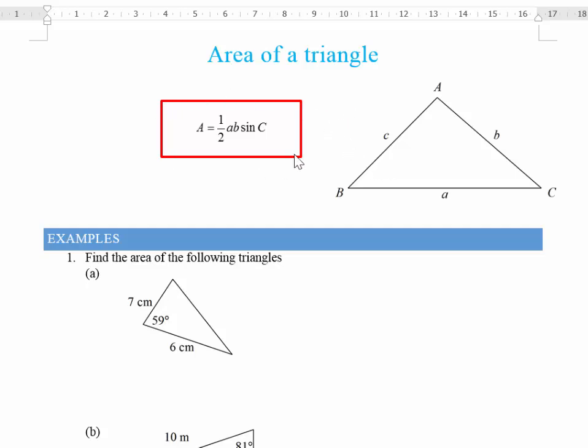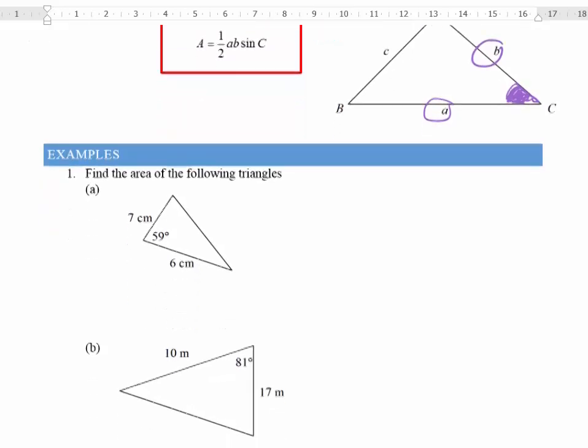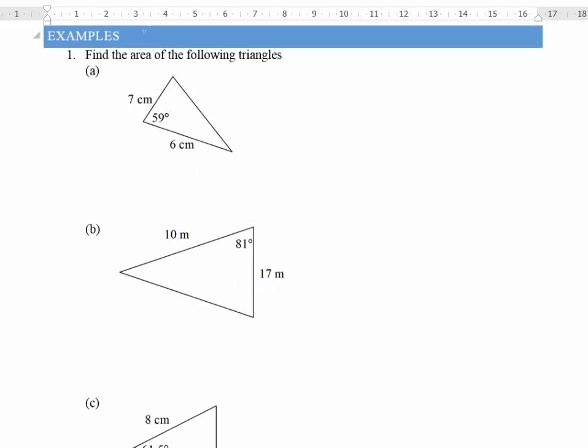So here is a formula that we can use. Area equals half ab sine C. So what that really means is we need two sides and the angle that is between the two sides. And that's the most important fact. The angle must be between the two sides. So this formula lives on in your formula booklet. So let's have a look at using it in practice.